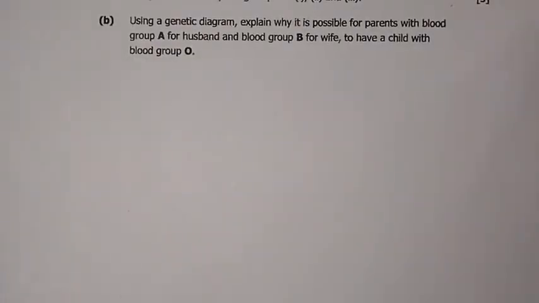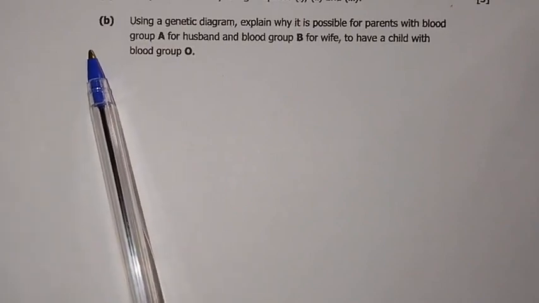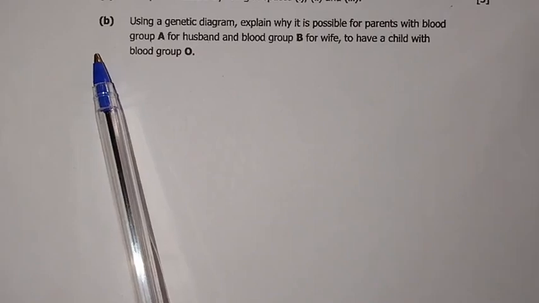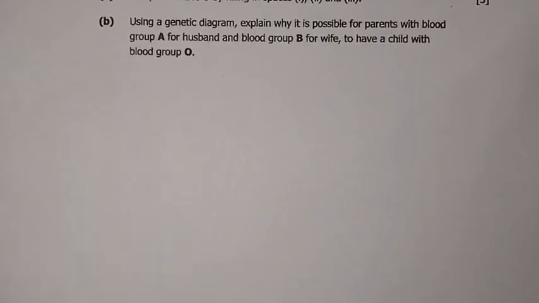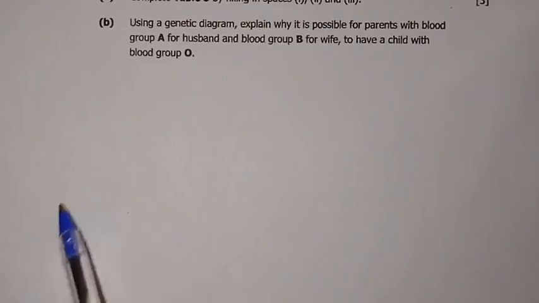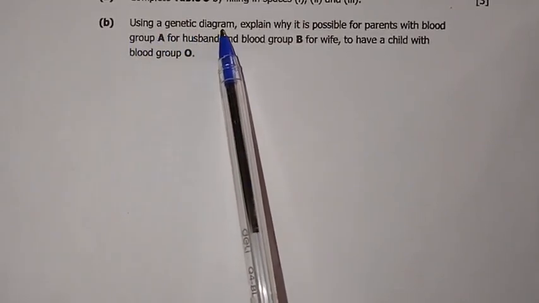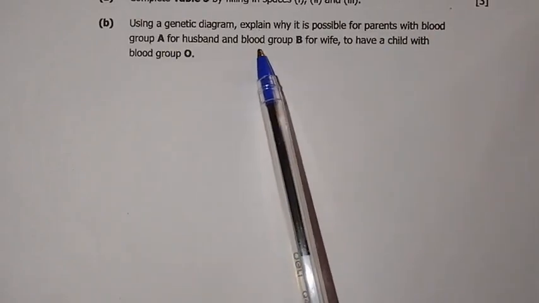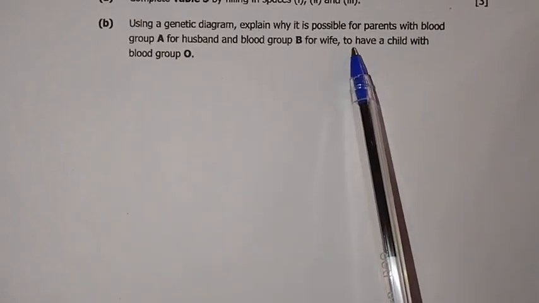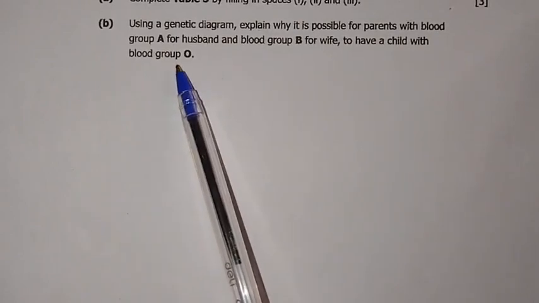So in this presentation, we are answering question B right here. This is a question that is coming from genetics, and this question came in biology paper 2 for 2024, which was on question 5 for internal candidates grade 12. So the question reads, using a genetic diagram, explain why it is possible for parents with blood group A for husband and blood group B for wife to have a child with the blood group O.